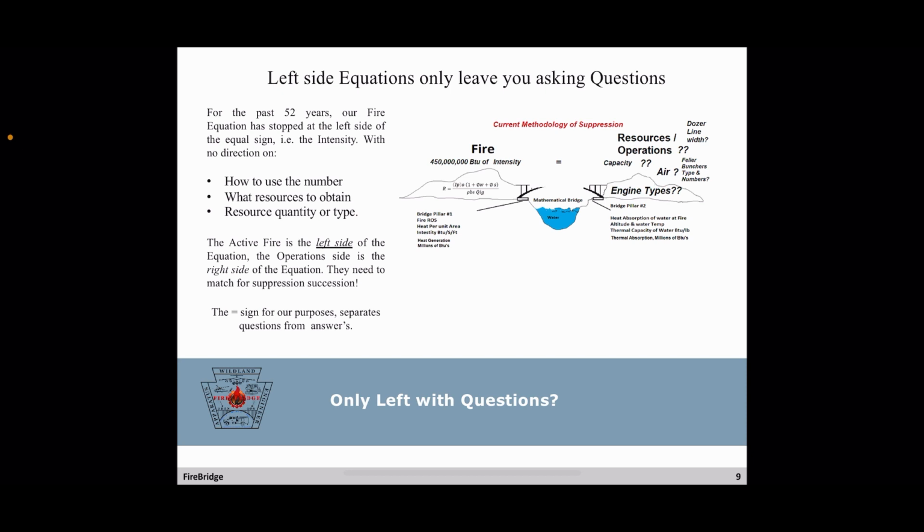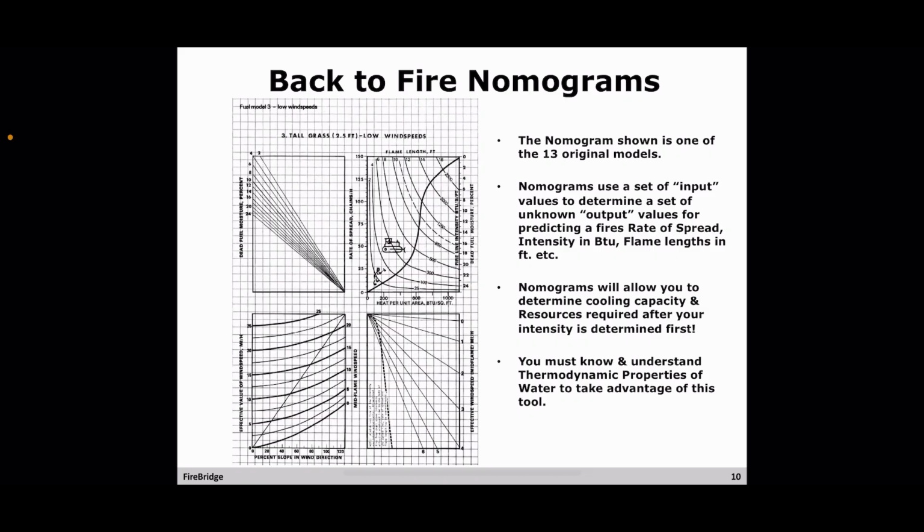So, are you only left with questions? Something to think about. Think about what you're taught and how you're taught it. So what tools can best answer these questions? Back to fire nomograms. The nomogram shown is one of the 13 original models. The nomograms use a set of input values, again, to determine a set of unknown output values for predicting a fire's rate of spread, intensity in BTU, flame lengths, etc., etc.